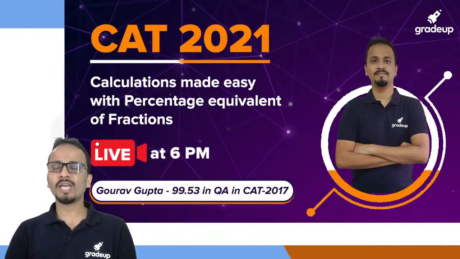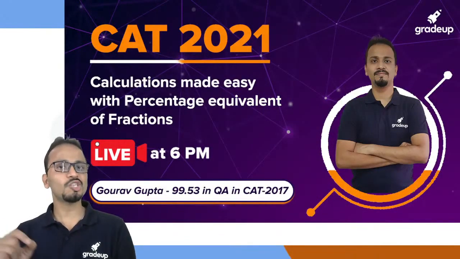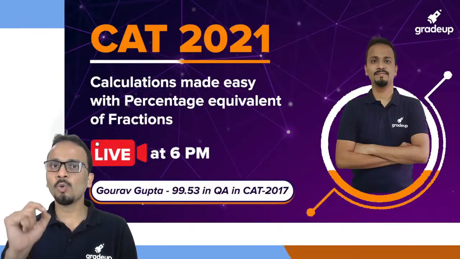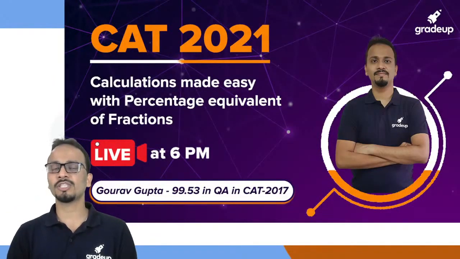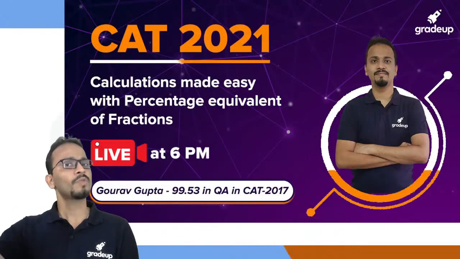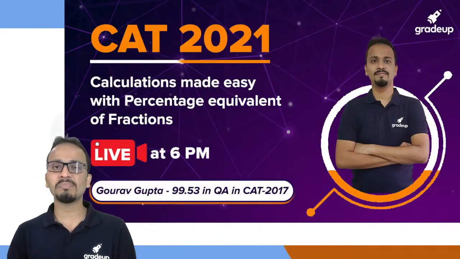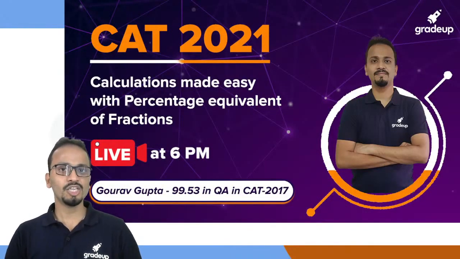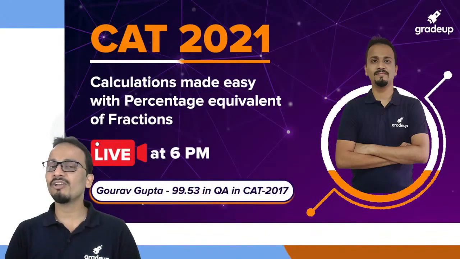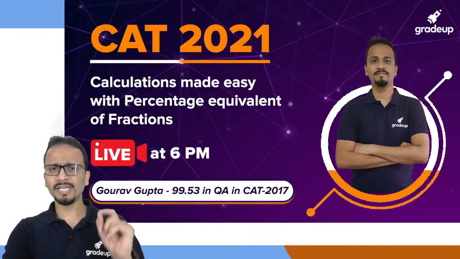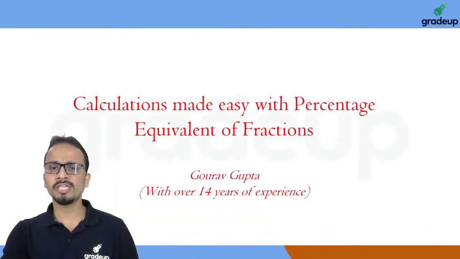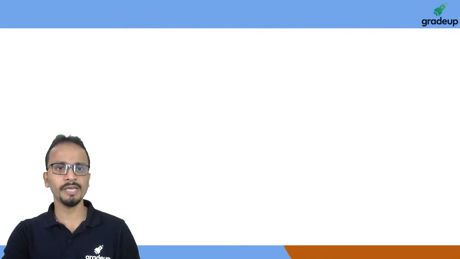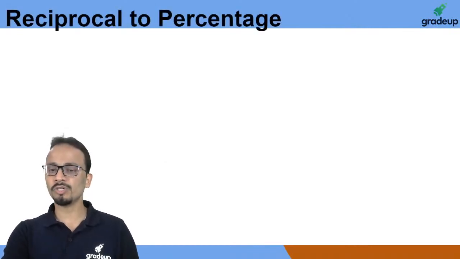All right. So likewise, we'll be looking at percentage equivalence of fractions. We'll try to remember these percentage equivalences of fractions starting from 1 by 2, 1 by 3, 1 by 4 up till 1 by 30. All right. So if you remember all these percentage equivalences of fractions, then you can do well as far as calculations are concerned in these examinations. Okay. So first of all, let us examine all these percentage equivalences of fractions. Okay. So the reciprocal to percentages.